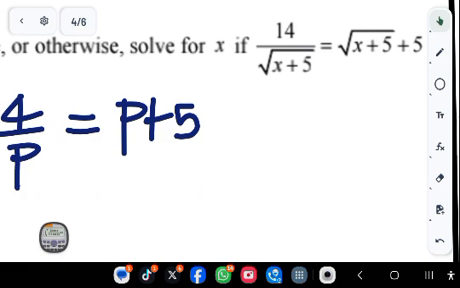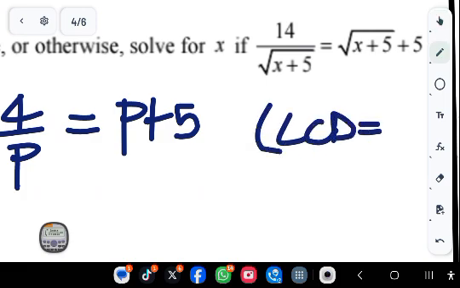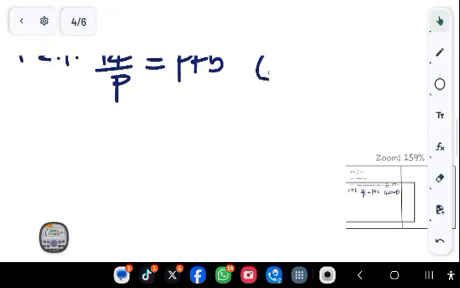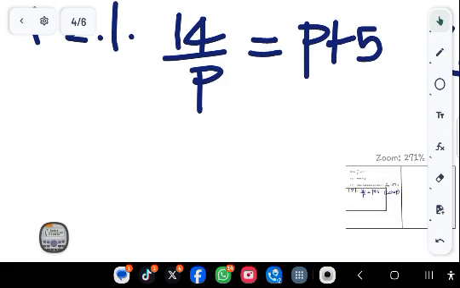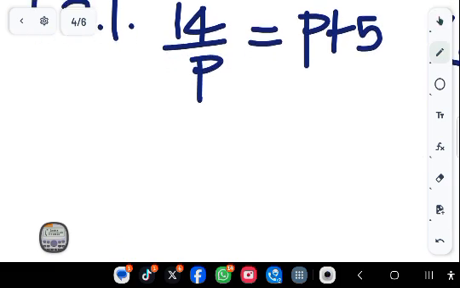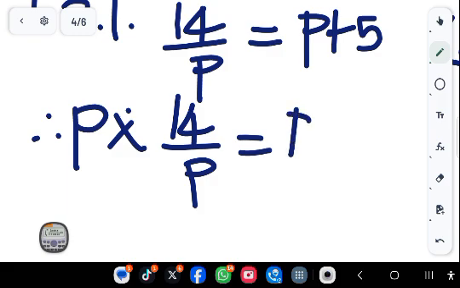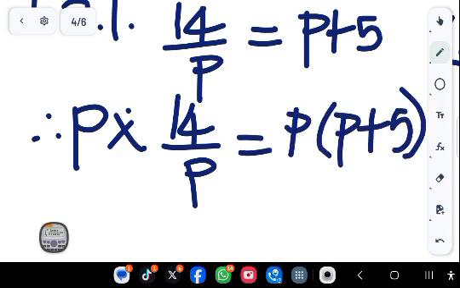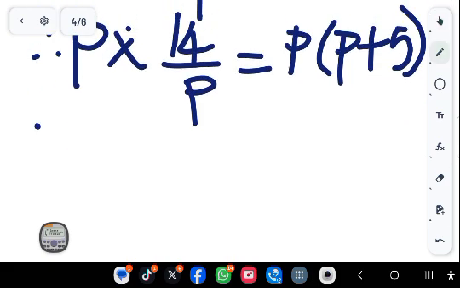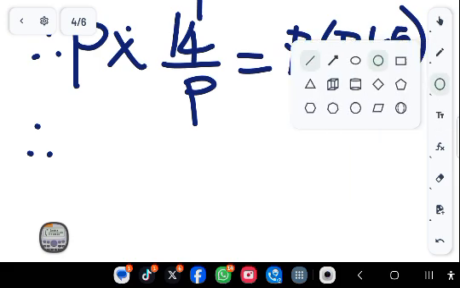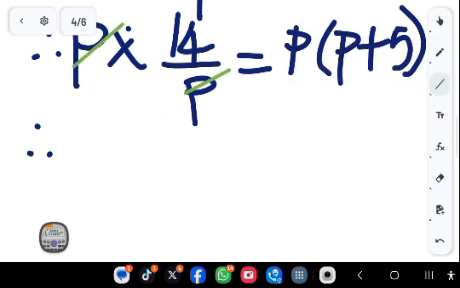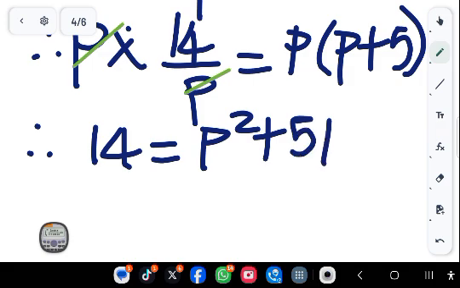All right, so find the LCD. That's the first thing we need to do. The lowest common denominator is p. It's the only denominator we have there. Therefore, now we multiply both sides by the lowest common denominator. So that is p times 14 over p equals p in bracket p plus 5. The p's cancel out, and you're left with 14 equals p squared plus 5p.